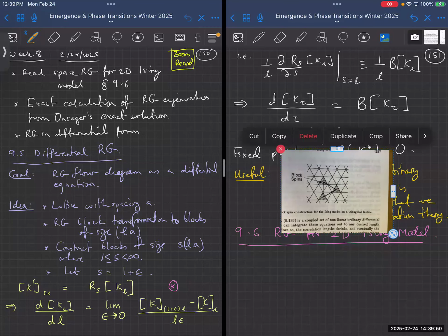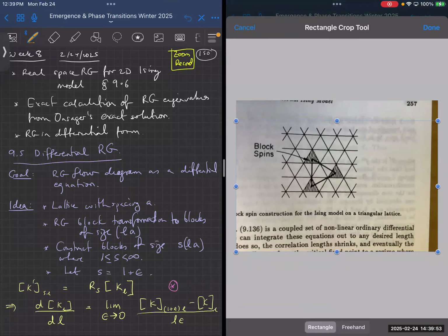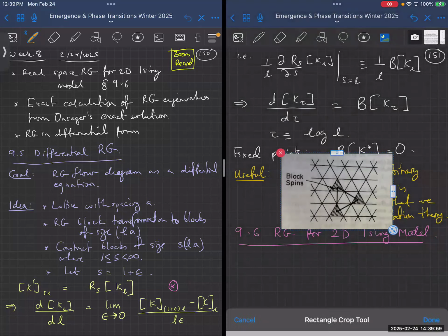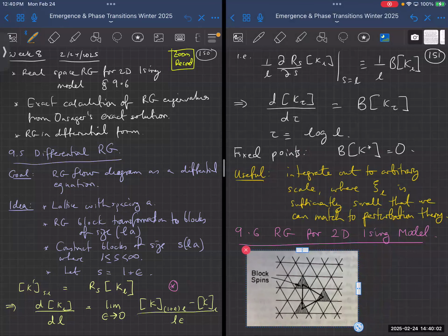All right, so let's put this into our notebook. Like so. There we go. All right. So what is our goal in this section? Our goal is to present a simple real space RG transformation.